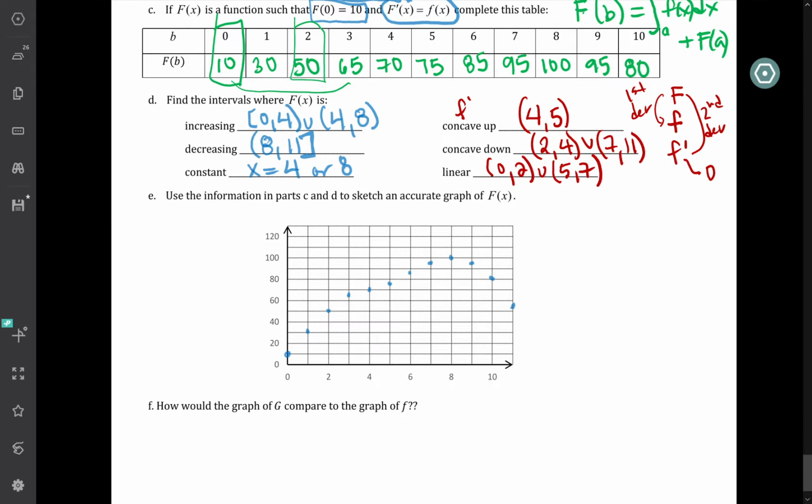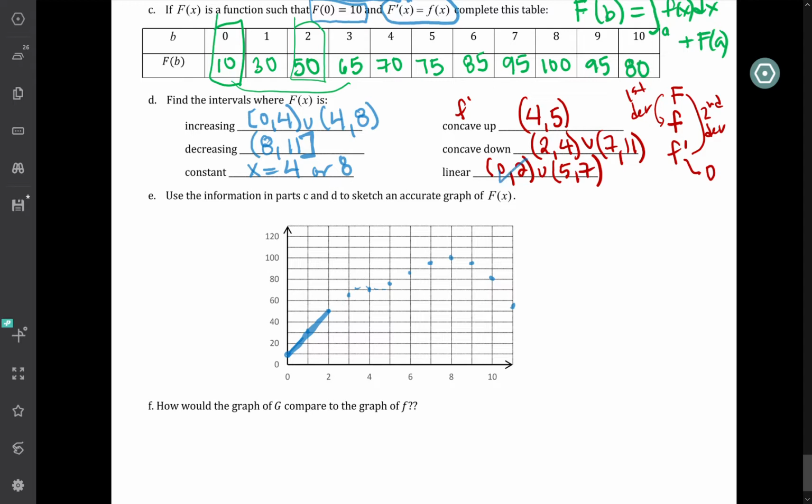We also want to think about what we just said in part D. So we know that from 0 to 4, and then from 4 to 8, the function is increasing. There's a horizontal tangent right at 4 is all that's happening. So we get a little flat spot there. We also know that from 0 to 2, the graph is going to look like a perfectly straight line. So that's this part. So here, check, we got that.